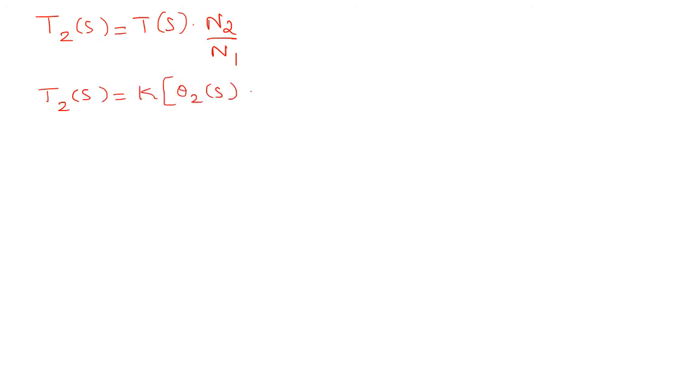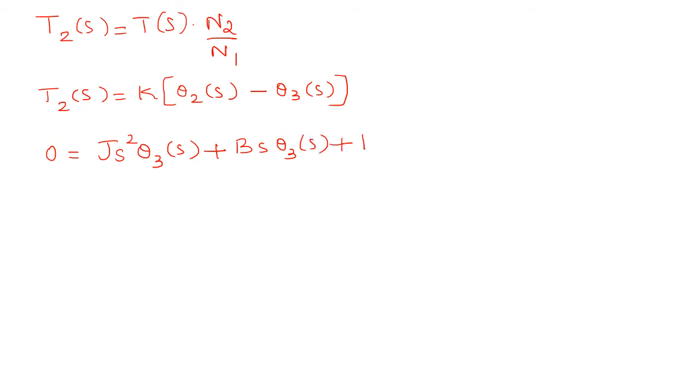So we have T2 of S is equal to T of S into N2 by N1. We have T2 of S is equal to K into theta 2 of S minus theta 3 of S. We have 0 equal to J into S square theta 3 of S plus BS theta 3 of S plus K into theta 3 of S minus K into theta 2 of S.